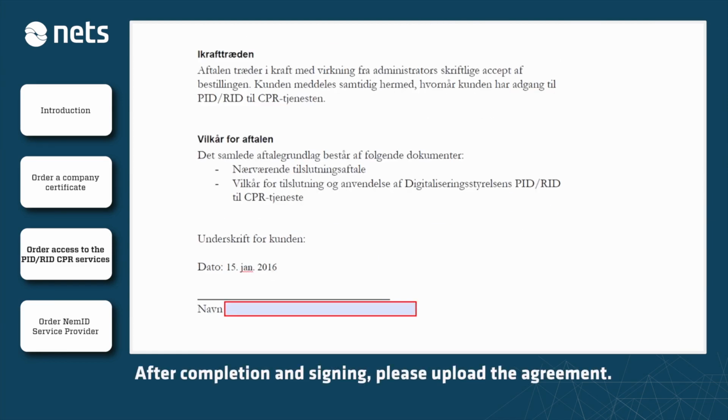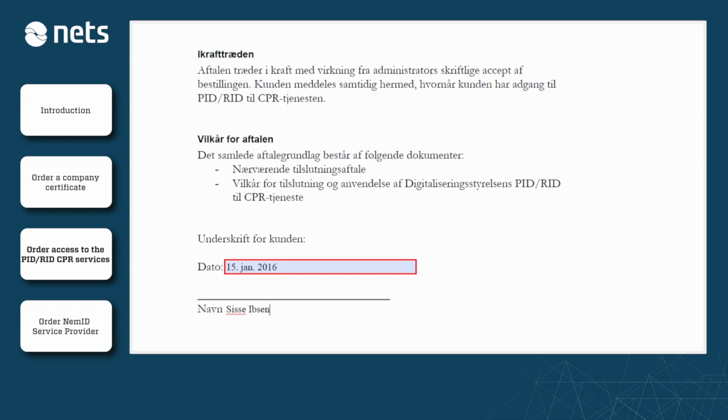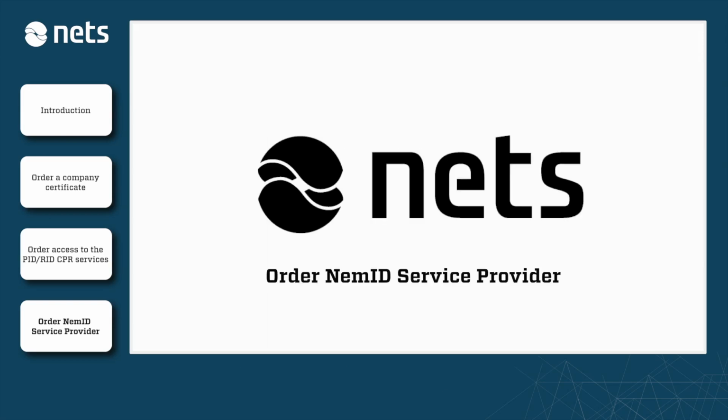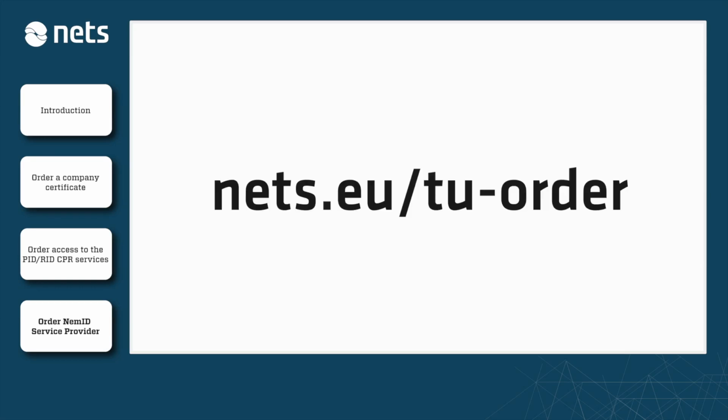When the agreement has been completed and signed, please upload the agreement via the online form when requesting the NemID service provider agreement in step 3. Now for the process of ordering a NemID service provider agreement. This is done at nets.eu/tu-order.